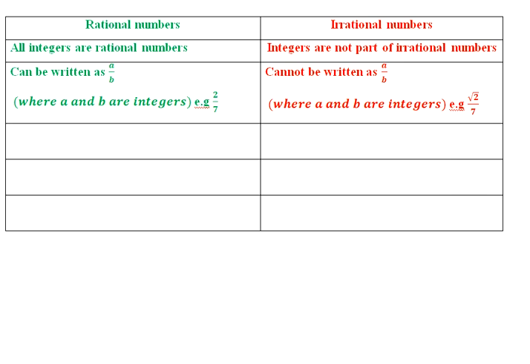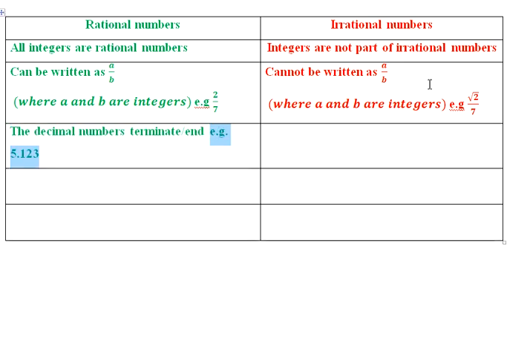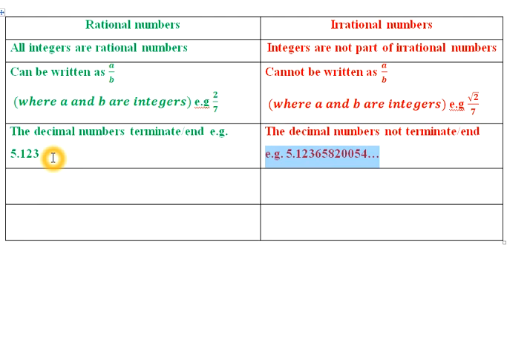The rational numbers, they terminate or end. They are not just continuous over and over again. There is a point where they end. Our example is 5.123. This number ends at 3. Okay, and irrational numbers, they do not terminate. These numbers are just continuous. You can see this is indicated by the 3 dots here, indicating that these numbers are continuing.